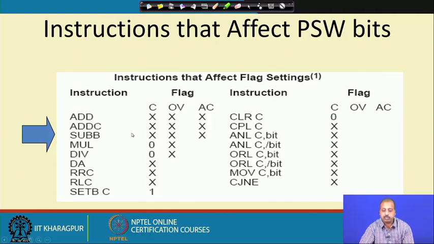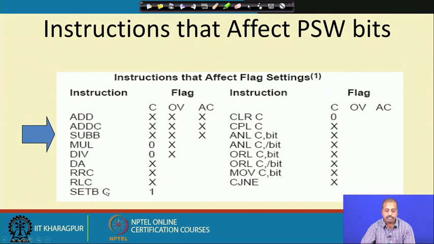So, these are the instructions that will affect the PSW register. ADD affects carry, overflow and auxiliary carry, and ADDC again affects all of them. Now, some interesting things: the multiply instruction will set the carry to 0 and the overflow is affected, but not the other one. Similarly, division will set the carry flag to 0 and it will affect the overflow, but not the accumulator.